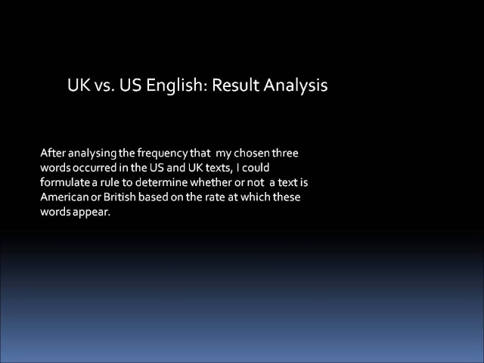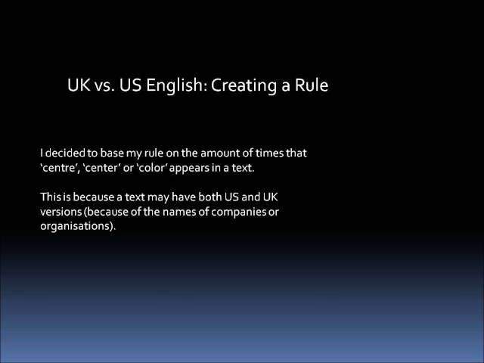Now I could use the word frequency data of my target words in the US and UK samples that I used to try and formulate a rule to see whether or not it was possible to determine if a text was British or American based on the frequency of my target words. I decided to use frequency over percentage because in a text the British form of centre may appear in an American text and vice versa due to corporations and organisations and so on, and I thought that frequency would be a more reliable indicator.